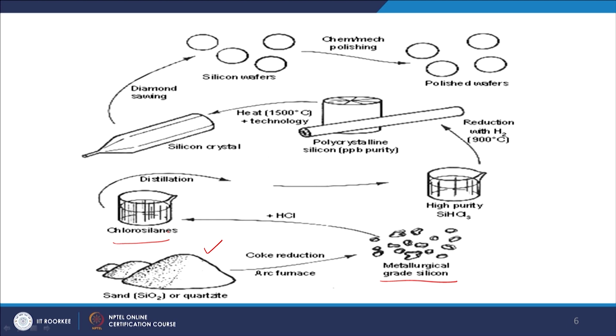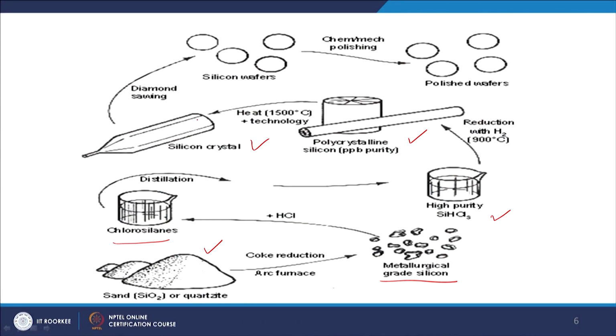This chlorosilane is further distilled to make high purity SiHCl3, and this SiHCl3 is reduced in the presence of hydrogen at high temperature, at 900 degrees Celsius, to make polycrystalline silicon. This polycrystalline silicon needs to be further purified to get a single crystal silicon, and this is achieved by heating it at high temperature, 1500 degrees centigrade, and then using some more further purification to get a single crystal silicon. Now, if you get a single crystal silicon in a cylindrical shape, then we can cut it by diamond sawing and get a silicon wafer like this.